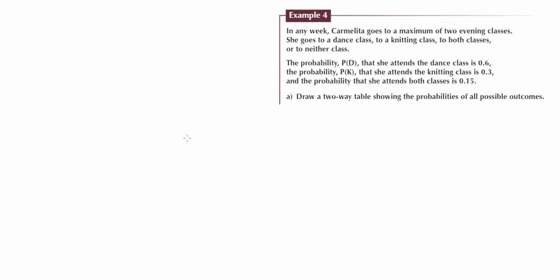Okay, so two-way table, right? You notice in any week she goes to a maximum of 2 evening classes. She either goes to a dance class, to a knitting class, or both classes or neither class, okay? So really the 2 things involved here are whether she goes to dance or knitting. So for our two-way table, let's first think the Venn diagram will be like this, right?